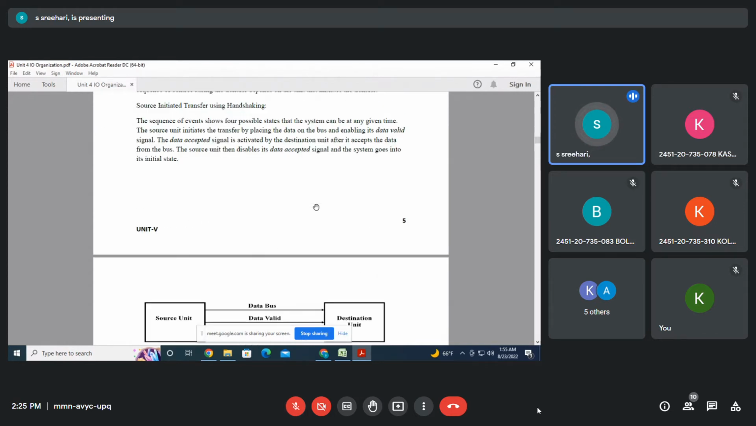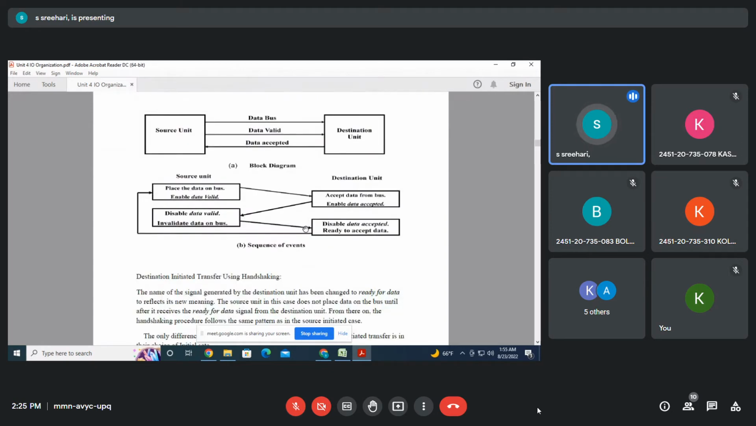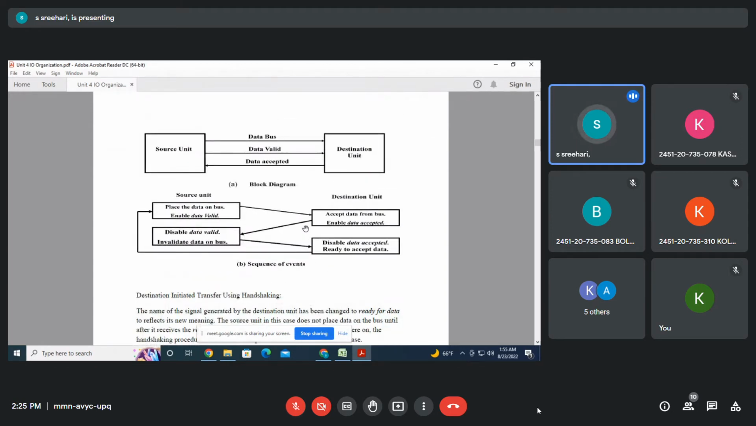So the handshaking process has an acknowledgement that the data is received by the destination unit or not. That is sent through data accepted or data request. These are the three signals we are going to be using.